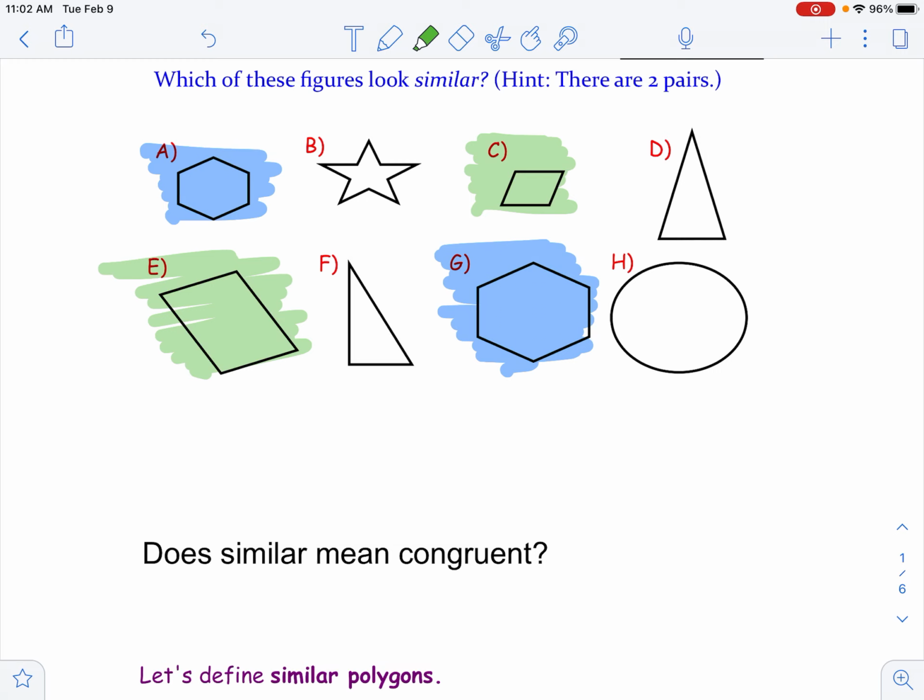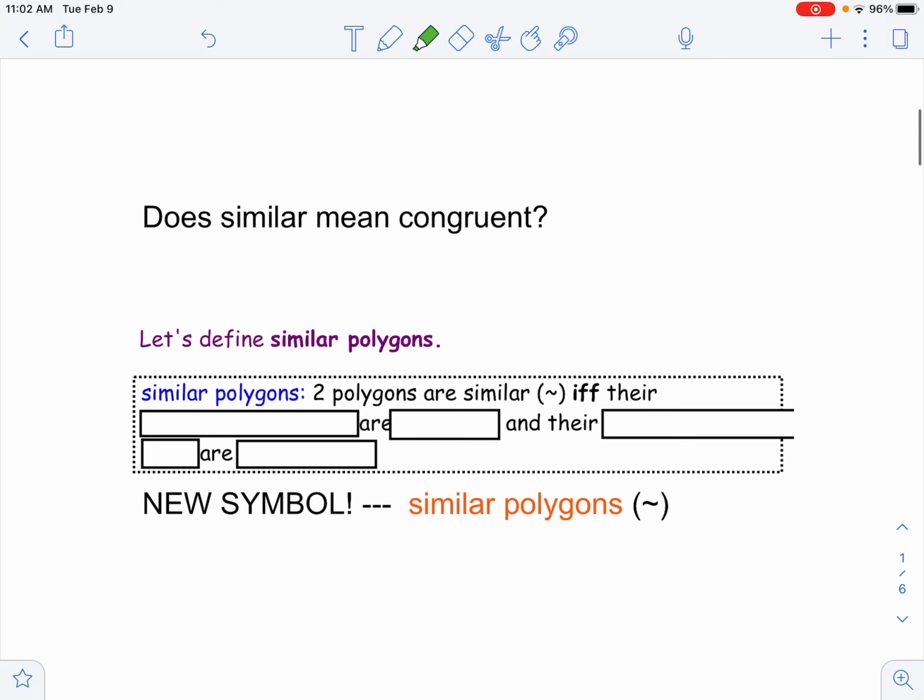Both of these are the same shape, they're just different sizes. For B, there is no other star. D and F are both triangles, but triangle F looks more like a right triangle, and triangle D definitely is not. And C is an oval, and there's no other ovals. So, what does similar mean?